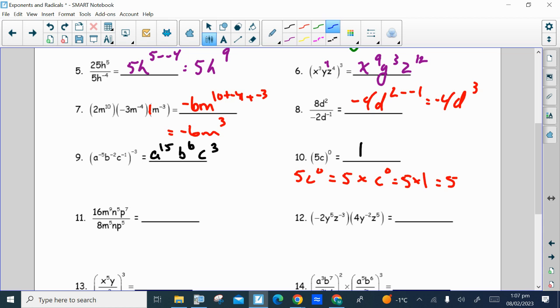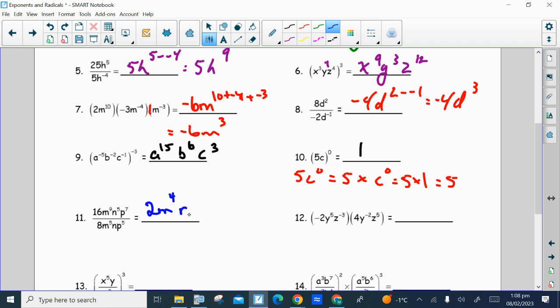So what do we do? So first I would divide the coefficients. 16 divided by 8 is 2. And then we'll divide the powers that have the same base. So what do you do to divide m to the 9 by m to the 5? You're dividing powers with the same base. What does the law say? What do you do to the exponents? You subtract them. And the base stays the same. So 9 take away 5 is positive 4.